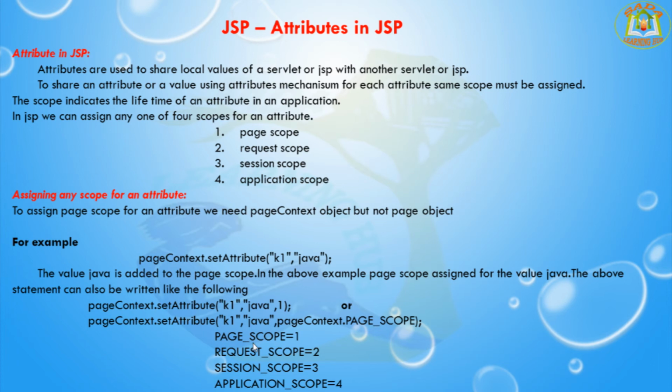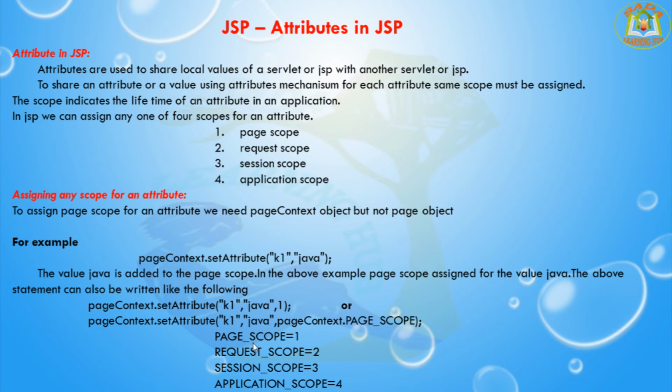If it is available, it returns. If it is not available, it is going to check the application level scope. If it is available, it returns the value. If it is not available, it returns null. Why? Because there are no higher level scopes available. That's why it returns the null value. This is how findAttribute executes.